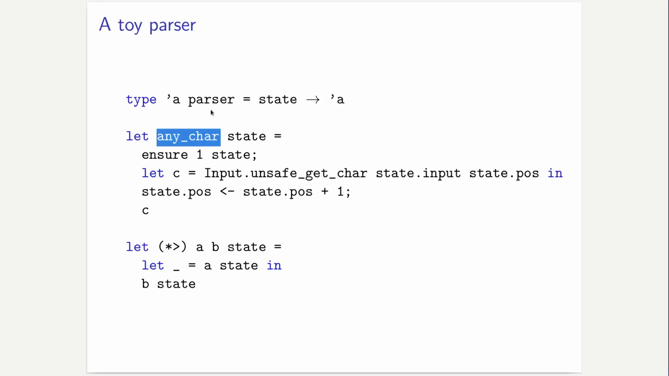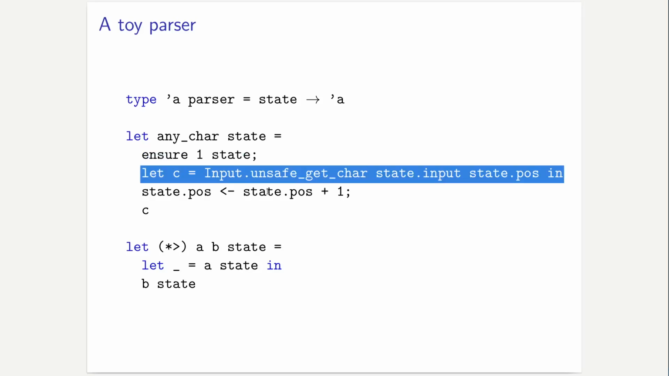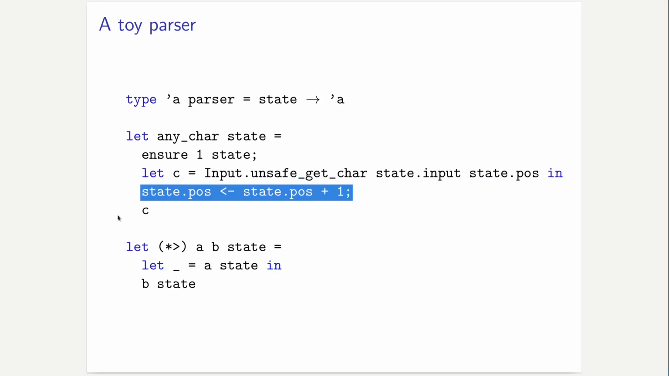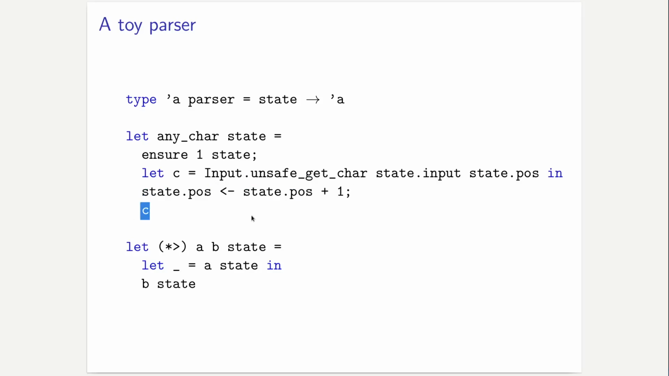Here's an example of a primitive parser, anychar, which just reads one character from the stream. First of all, we're checking that the buffer contains at least one character, and maybe at this point we'll stop and wait for some data to come in over the network. And then we get the character, we update the state of the input stream, and we return the character as the result of the parser.